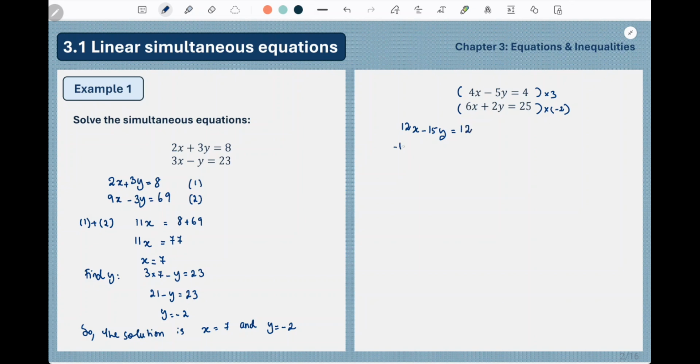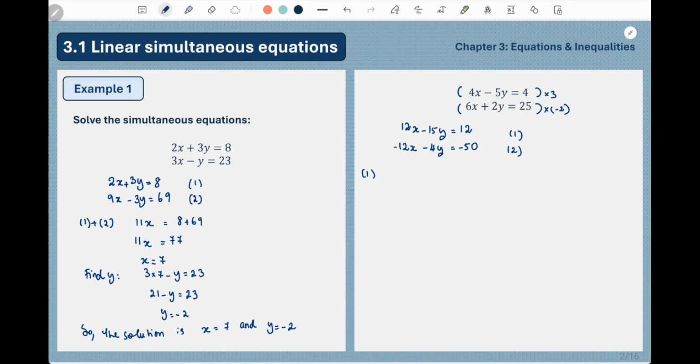Minus 2, so minus 12x minus 4y equal 50. Okay, so now that we've done this, we're going to add this one to the other one.